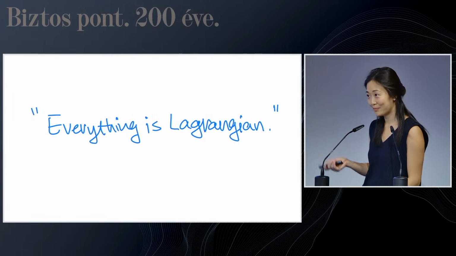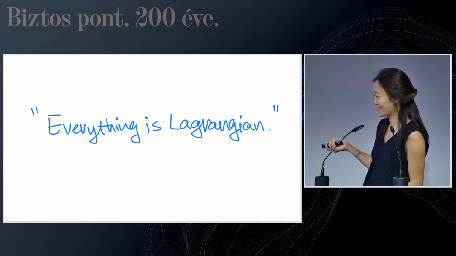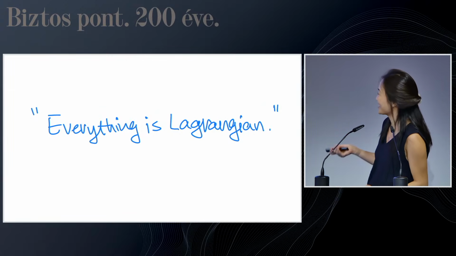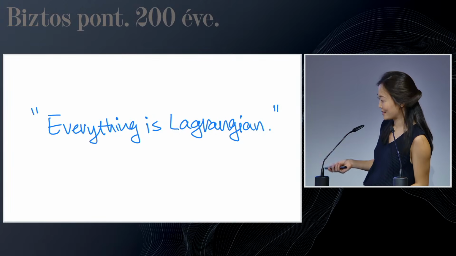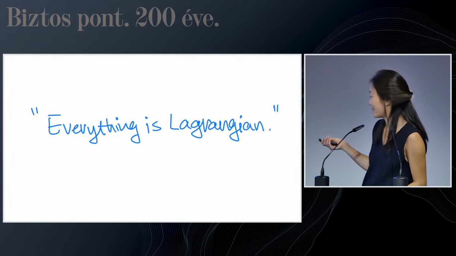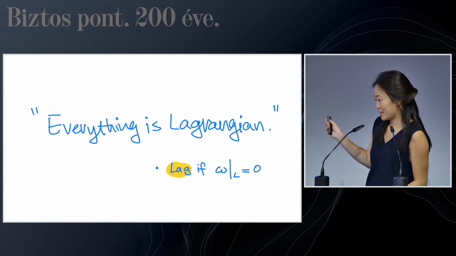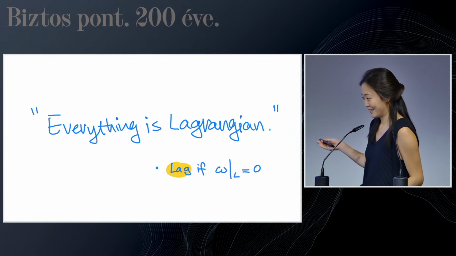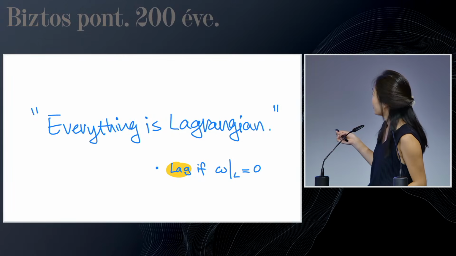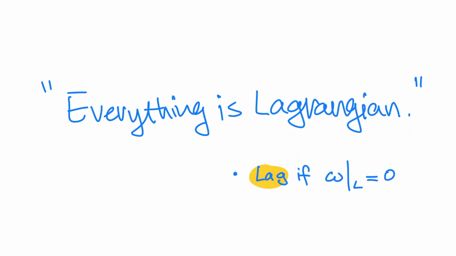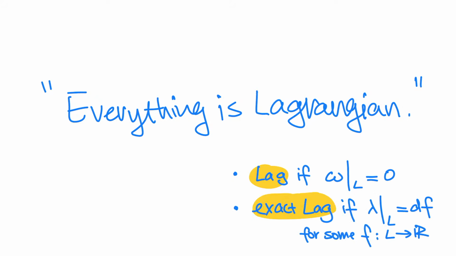We have this slogan by Alan Weinstein: everything's Lagrangian. This is why we care a lot about these Lagrangian submanifolds in our symplectic manifolds. Since this is the first time we see Lagrangians today, a Lagrangian is a submanifold where the symplectic form restricted to L is 0. In the Weinstein setting, since we have this Liouville 1-form, we would like to talk about exact Lagrangians, which is when the Liouville 1-form restricted to L is df, an exact 1-form.